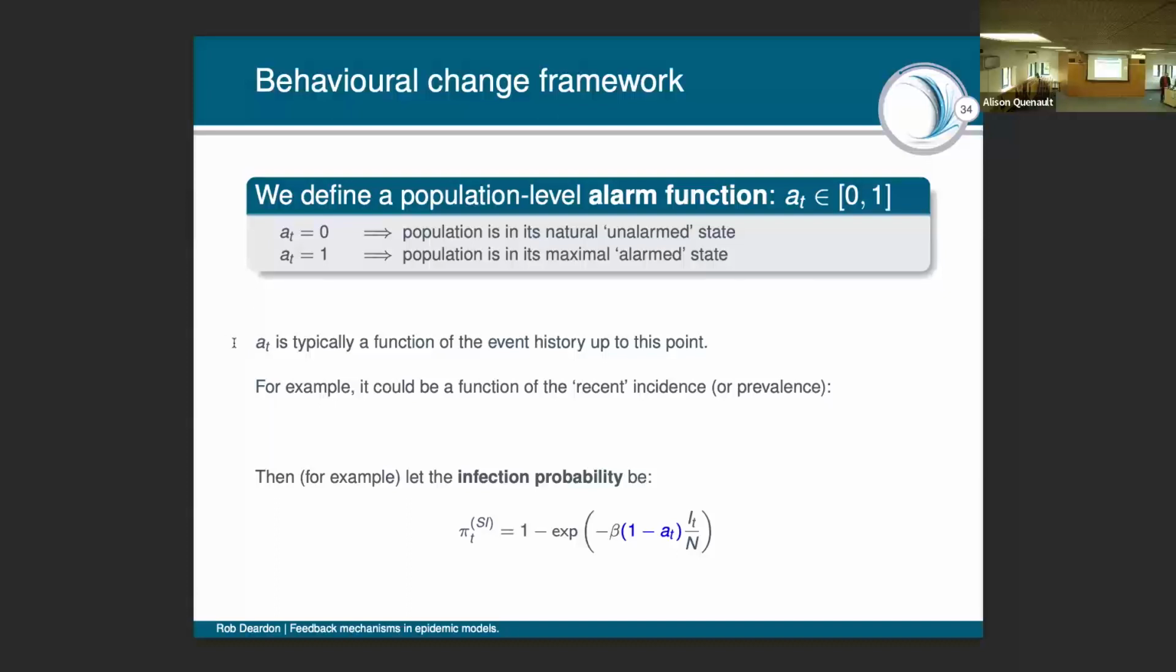And then you make your A_t a function of, as I say, recent incidence, recent prevalence. It could be yesterday's, it could be averaged over a window. And you can then introduce it into our infection probability by just multiplying the term that was there by 1 minus A. Right? And if A equals 0, we get the old SIR model. If A equals 1, the transmission rate is 0.